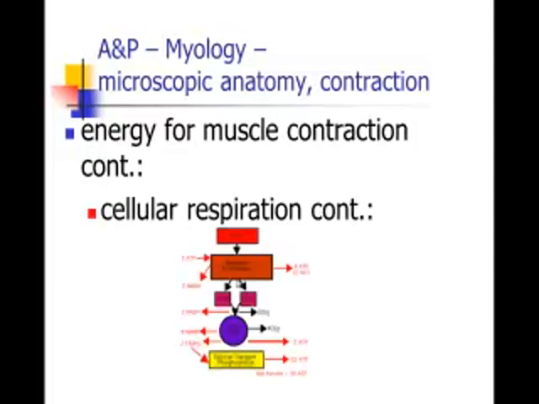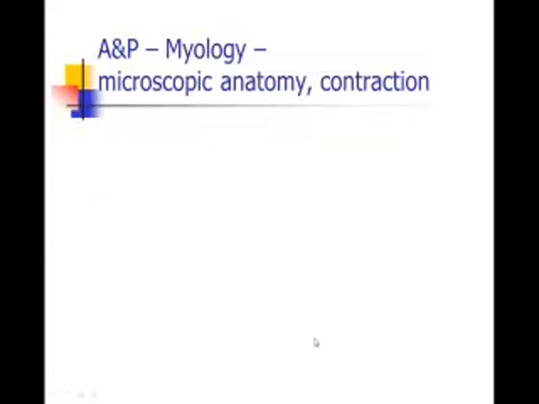Okay. We're not going to go into a lot of detail about this, but basically through aerobic cellular respiration, you end up with about 36 moles of ATP per mole of glucose being broken down, and that requires oxygen.